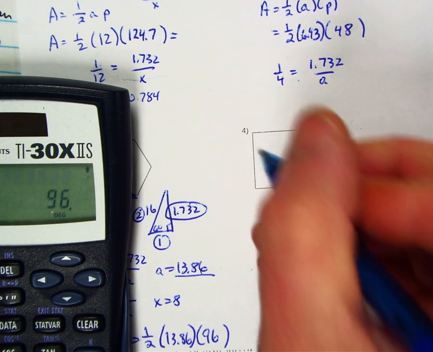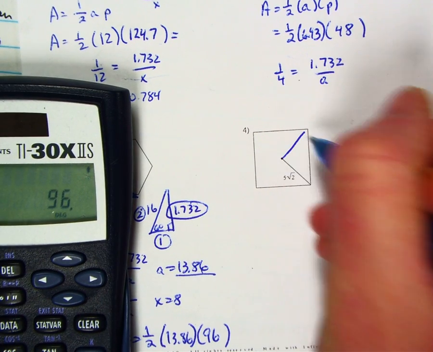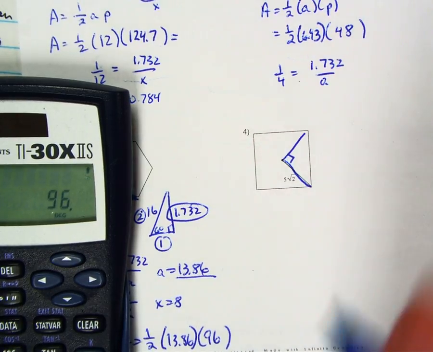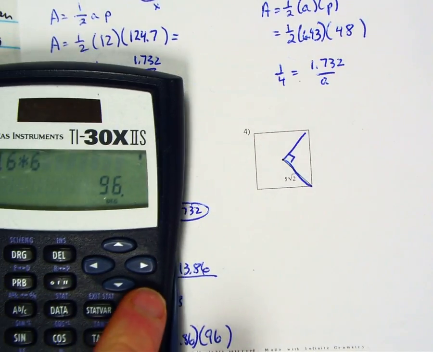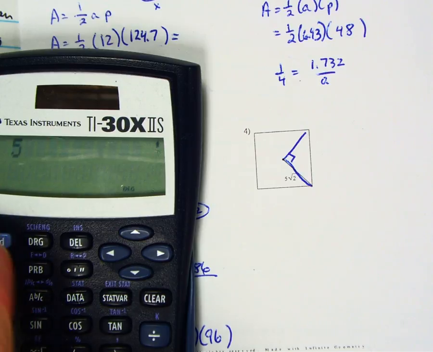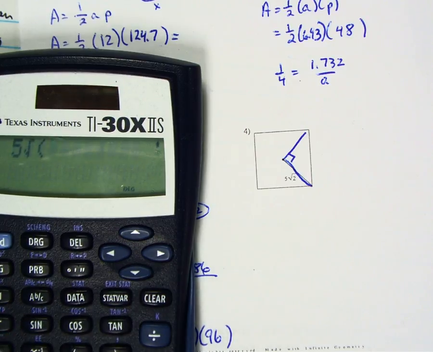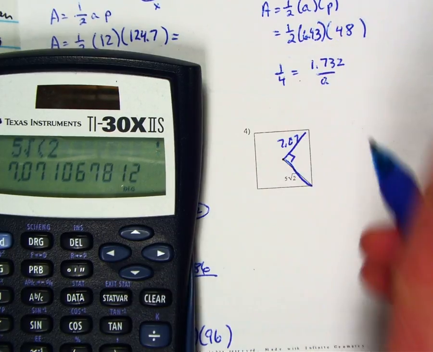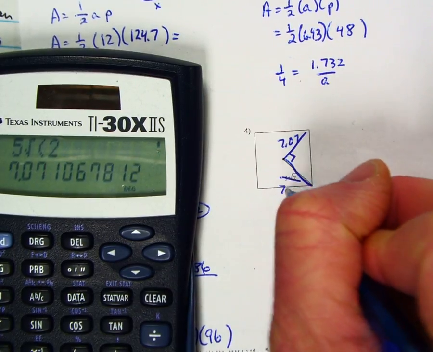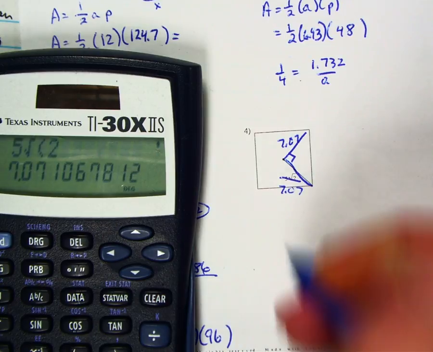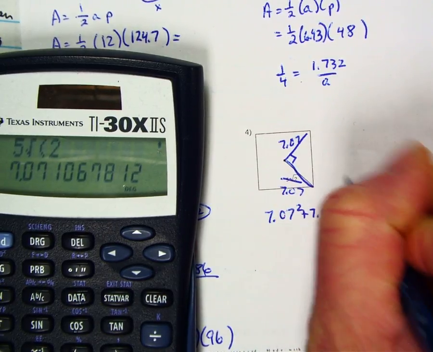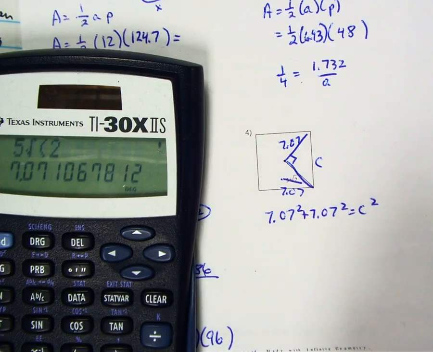With a square, you have a little bit different situation. You have a right angle here. So the first thing you do is change the radical to a decimal. So that's 7.07. And then we're going to use Pythagorean theorem. So 7.07 squared plus 7.07 squared equals c squared.